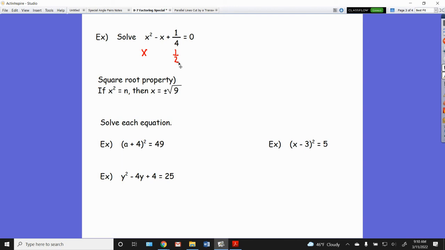And then if you double it, you get 1x. Does everybody get that? But I really want a negative in here, which means that I would write x minus 1/2 squared equals 0. Okay?